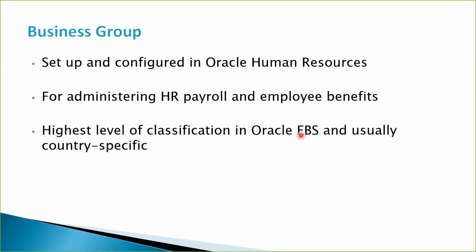So now let's move on to the next thing that we wanted to talk about, which is the business group. Again, we've said that the business group is the highest level of classification of organizations that we can have in the Oracle EBS suite of applications. Business group is usually set up and configured in the Oracle Human Resources module. And the purpose is basically that the business group is used for administering human resource payroll and employee benefits.